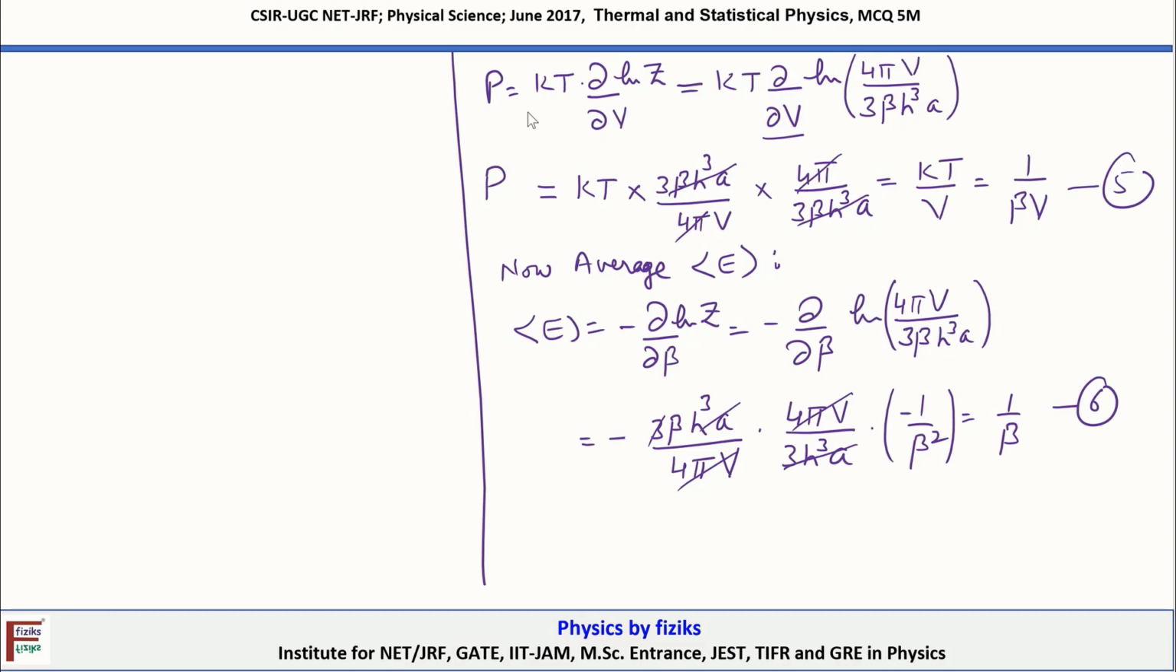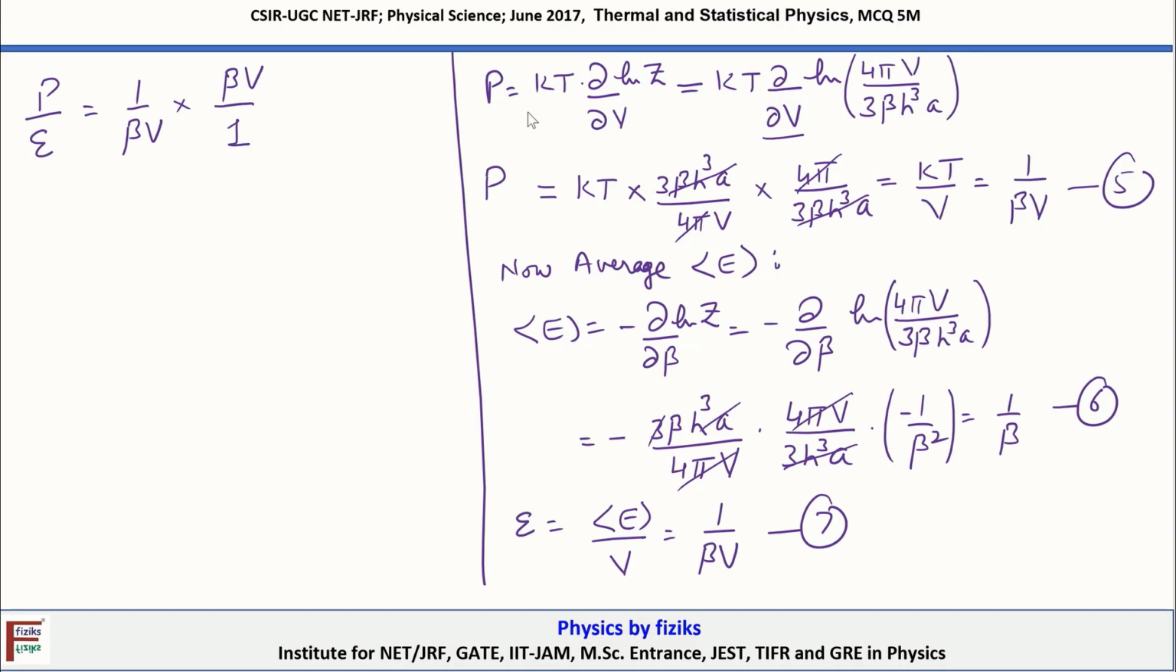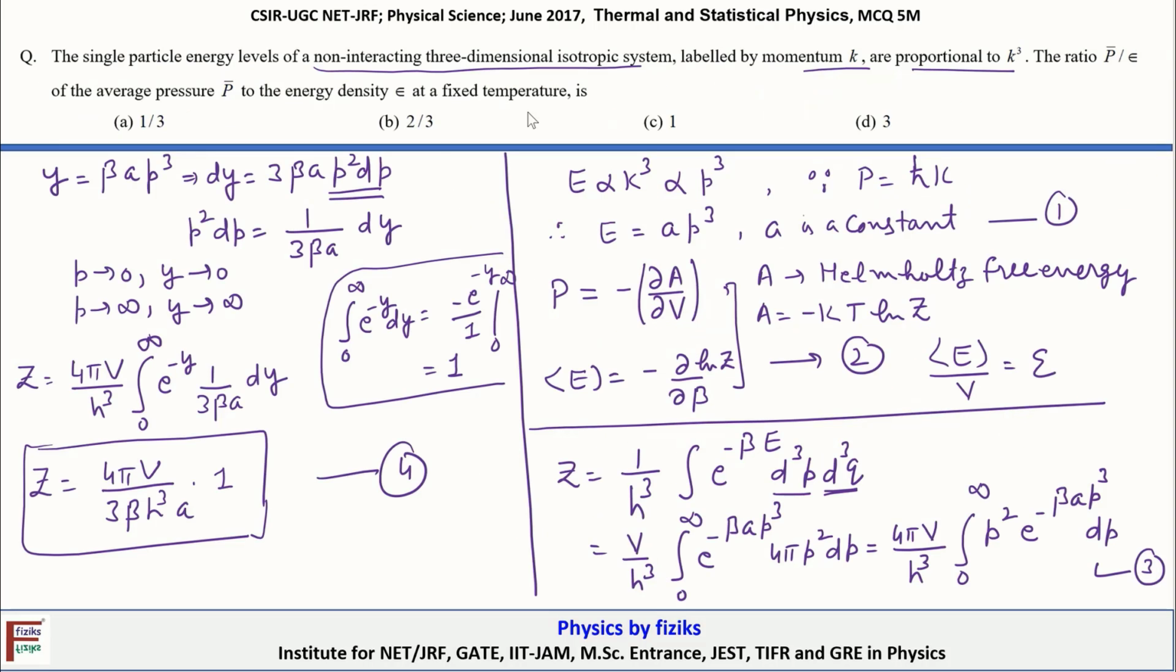Okay, now we have to find the energy density E, which is equal to energy divided by volume, and that will be equal to 1 upon beta V. Let's call this equation 7. So now, what the question is asking is that we are supposed to find the ratio P by E. That is nothing but 1 upon beta V multiplied by beta V upon 1, which is equal to unity. So that's the answer. Let's check the options. Therefore option C is correct here.